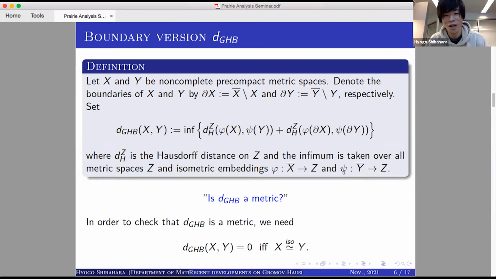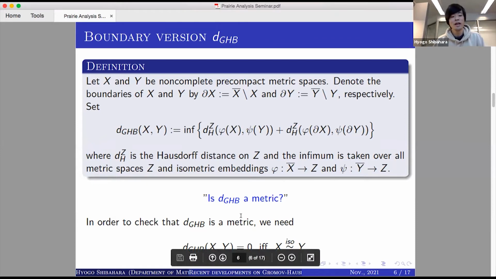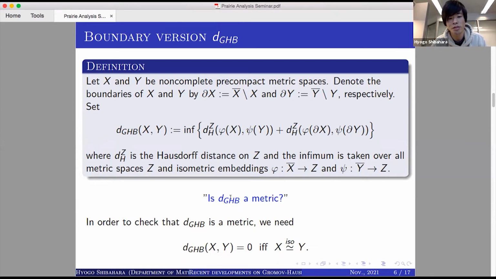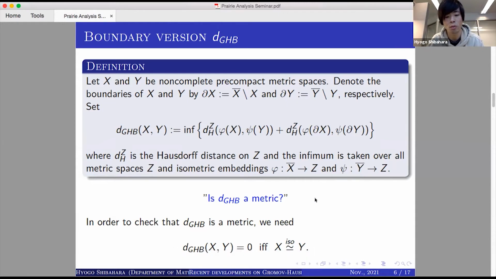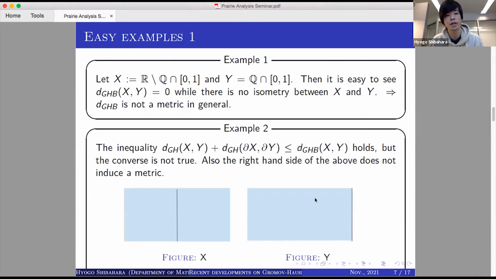Anyone can define this, but the question is, is d sub GHB a metric? In order to check that d sub GHB is a metric, we have to prove that d sub GHB of X, Y is equal to 0 if and only if X is isometric to Y. And it turned out that this is not true in general.